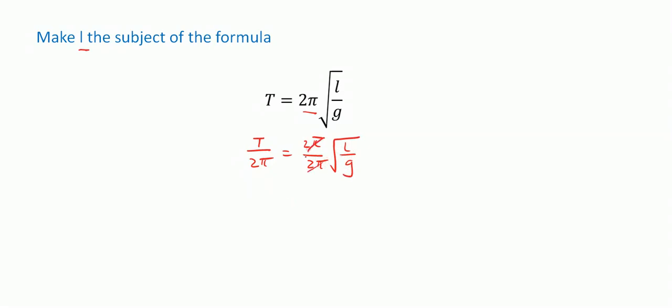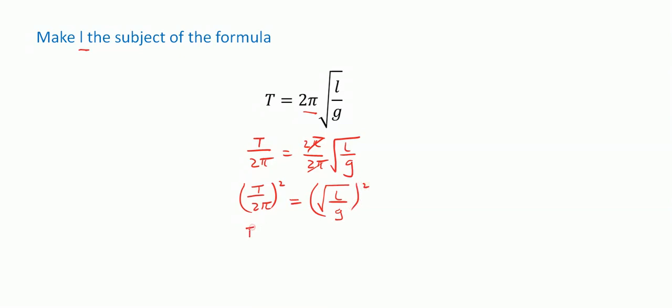2 pi's will cancel, right? So we end up with t over 2 pi is equal to the square root of L on g. Now remember, we said that when we have a square root in our equation, we need to square both sides. So we have t over 2 pi, squaring the left hand side, and we're going to square the right hand side as well. So we have square root of L over G, and I'm going to square this.